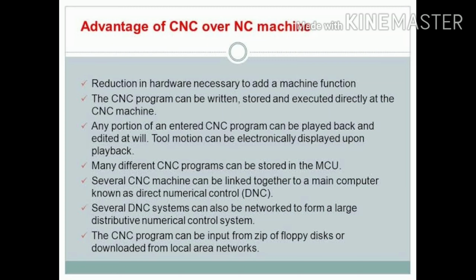The advantages of the CNC machines over NC machines are as follows. First advantage is that the hardware required for the controlling system is less in CNC than in numerical controlled machines. The CNC program can be written, stored and executed directly at the CNC machine. Once the program is given to the CNC machine, it can be used many times repeatedly just by recalling it from buffer memory. Also, as we require less hardware, the CNC system is less bulky as compared to a numerical control system.